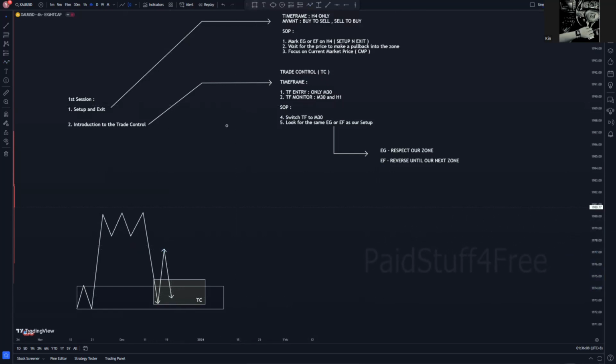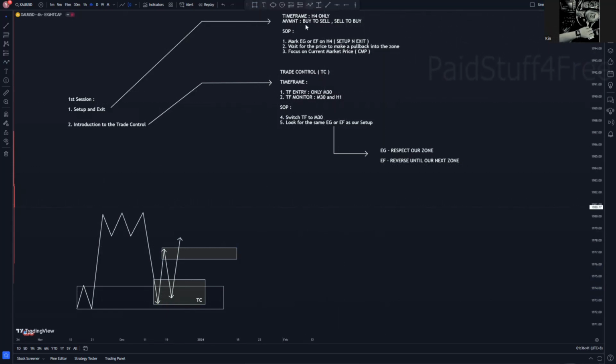Get into the buy zone, and at the same time, the price created like this engulfing cell somewhere around here. And then if the price can break through this engulfing cell and then close above it, automatically this will be our buy zone, right? Which we are going to call our EF. So like I said, after the price creates an EF, it shows us that the price is going to reverse until our next zone.